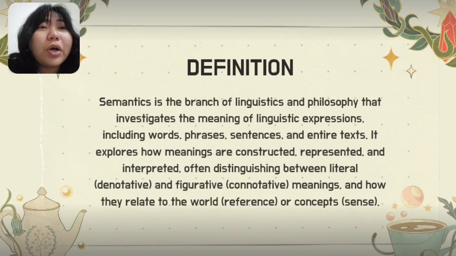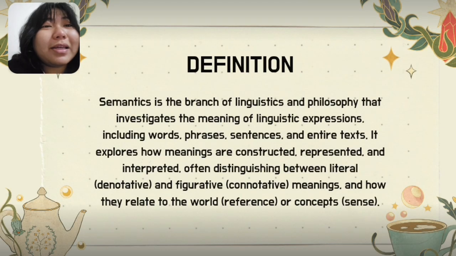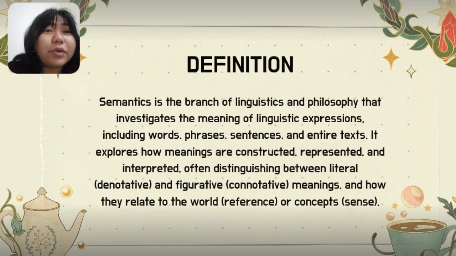Okay, so the definition of semantics is the branch of linguistics and philosophy that investigates the meaning of linguistic expressions, including words, phrases, sentences, and entire texts. It also explores how meanings are constructed, represented, and interpreted. It often distinguishes between literal and figurative meanings.